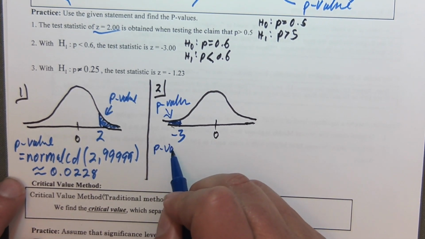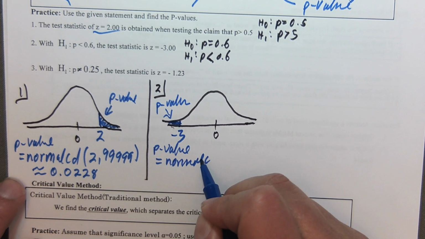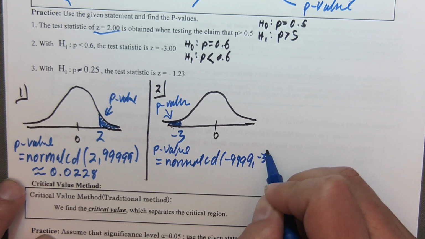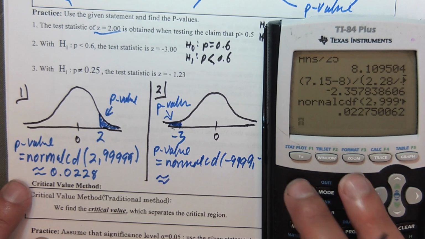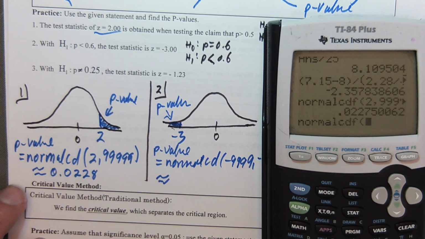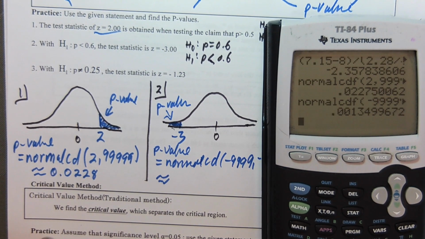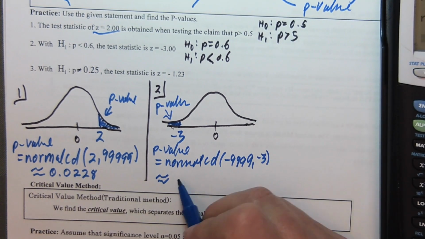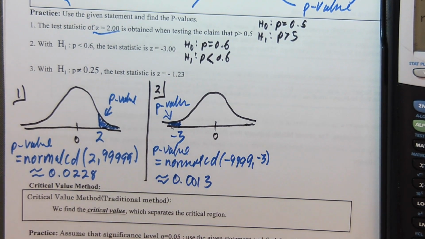And the p-value is going to equal, in this case, normal CD, -9999999, comma, -3. Yeah, that's a very tiny number. So I get 0.0013. If you're ever not sure how many digits to round off, 4 is often a good number to use.